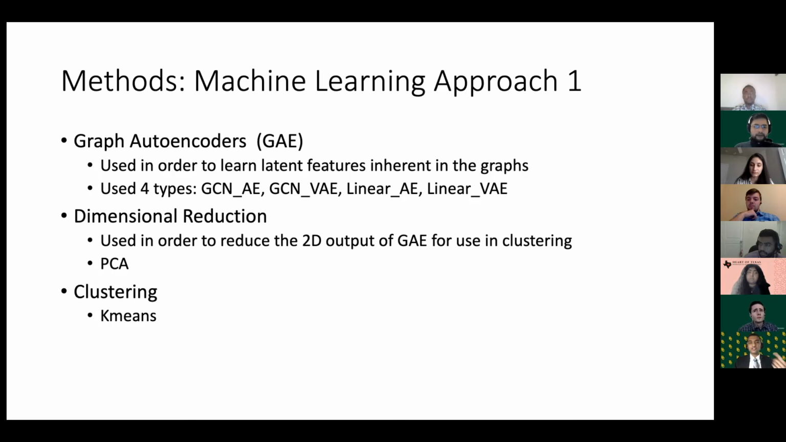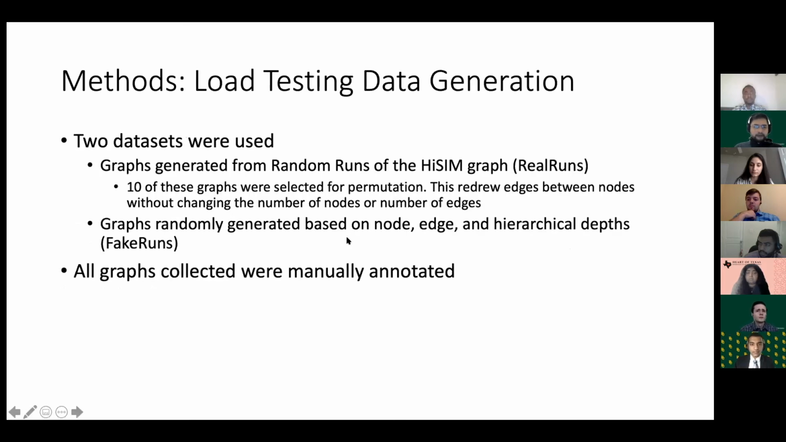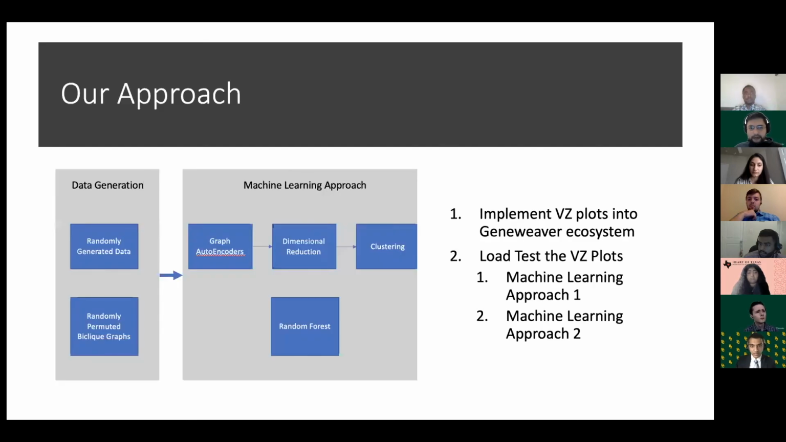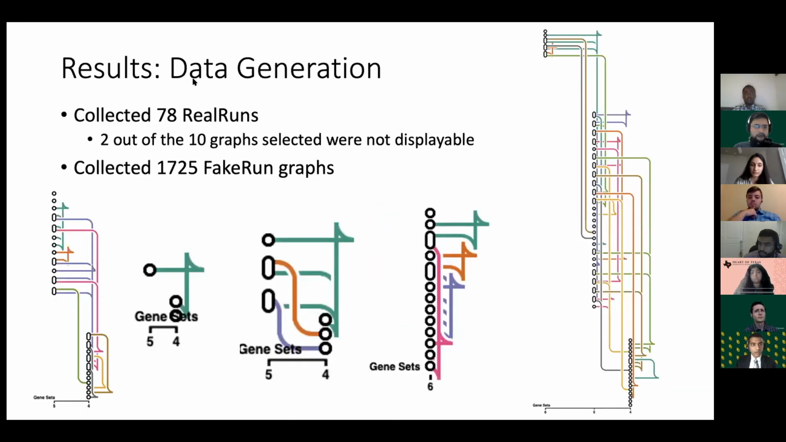And then your second question was, I believe, based on what we trained our data with. I think I had a slide here that shows how much. We had 78 real runs that we used to train our graph encoder, and these were 78 randomly generated graphs. So they had a pretty wide spread, I think.